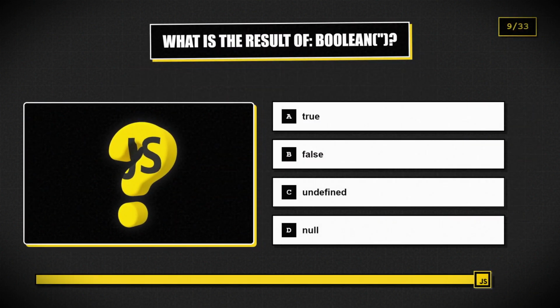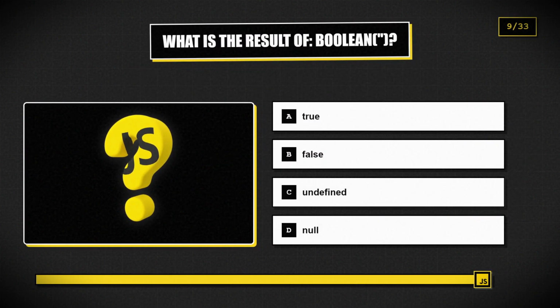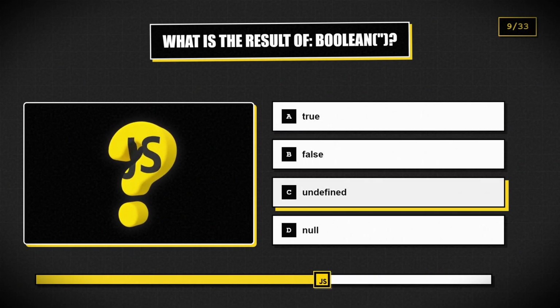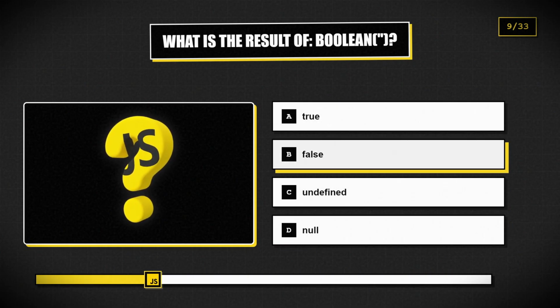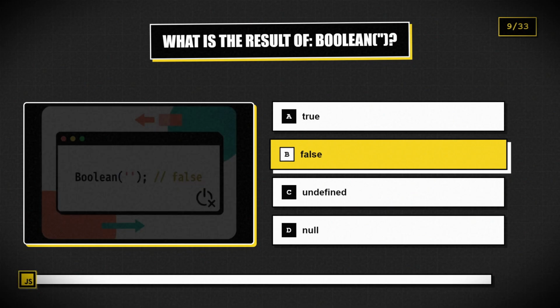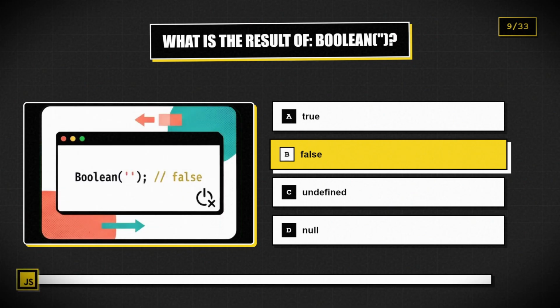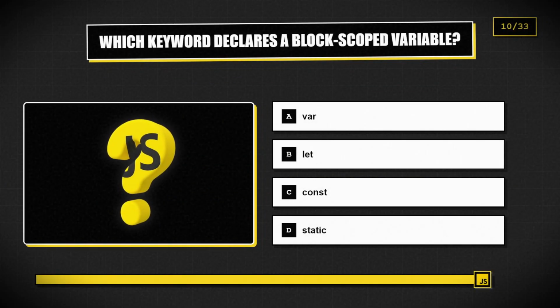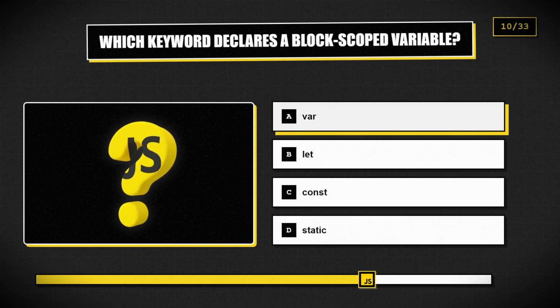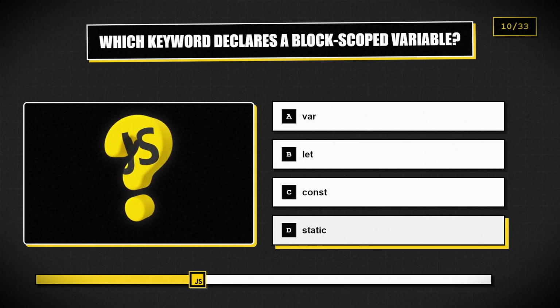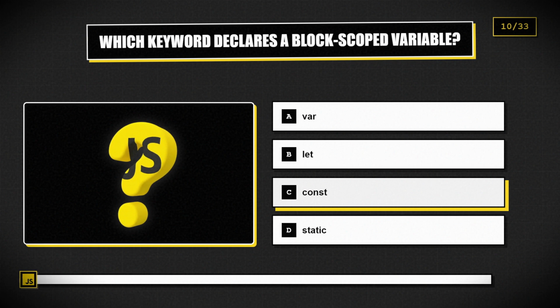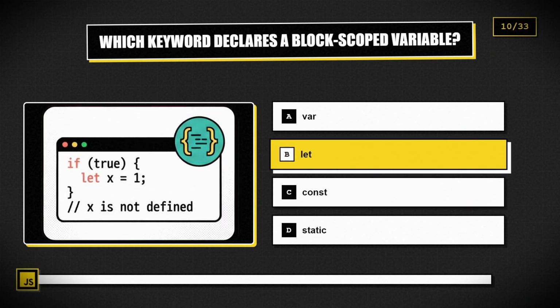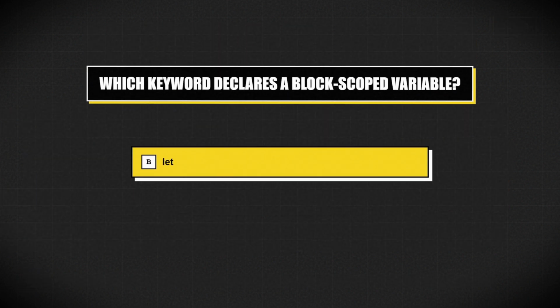What is the result of Boolean of an empty string? An empty string is a falsy value in JavaScript, so it returns false. Which keyword declares a block-scoped variable? Let declares a variable that is scoped to the block.